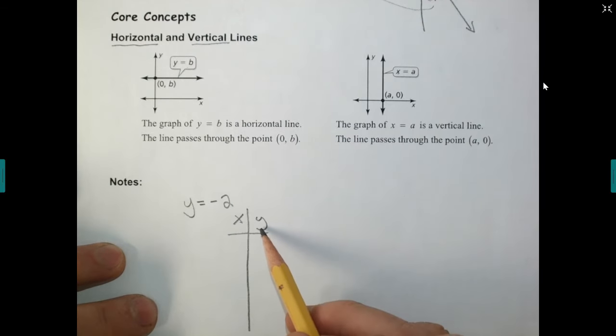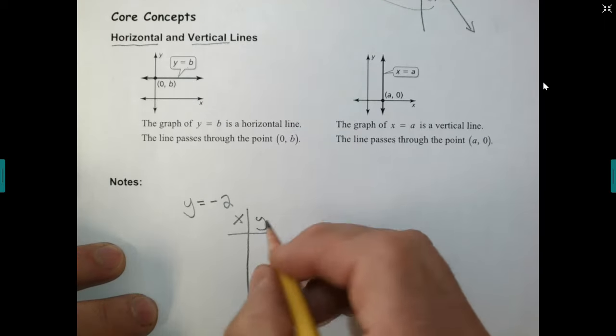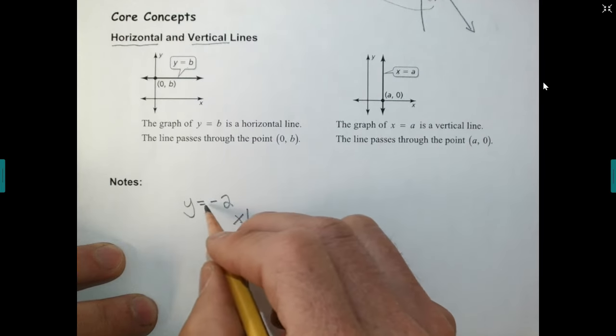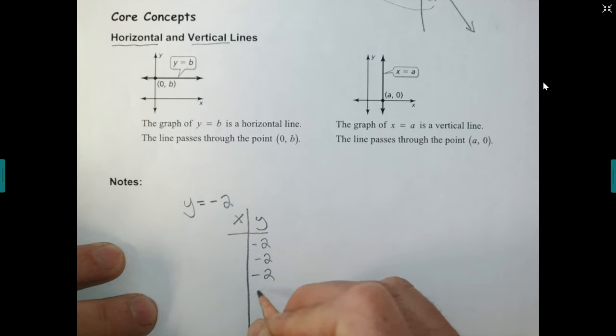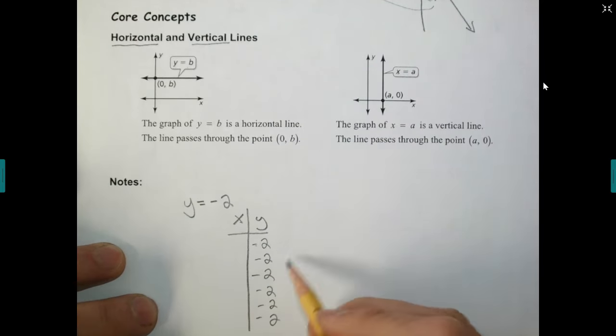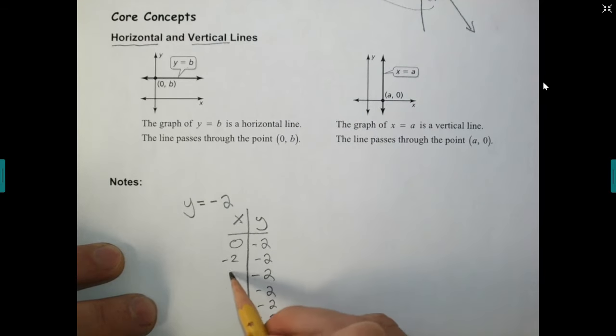well, what's my y value going to be for every single number here? Well, it's going to be negative 2 because y equals negative 2. My y value is going to be negative 2 there, there, and there. It does not matter what number I pick, my y value is going to be negative 2. I could pick 0, negative 2, 4, or 1 million, and my y value is negative 2.